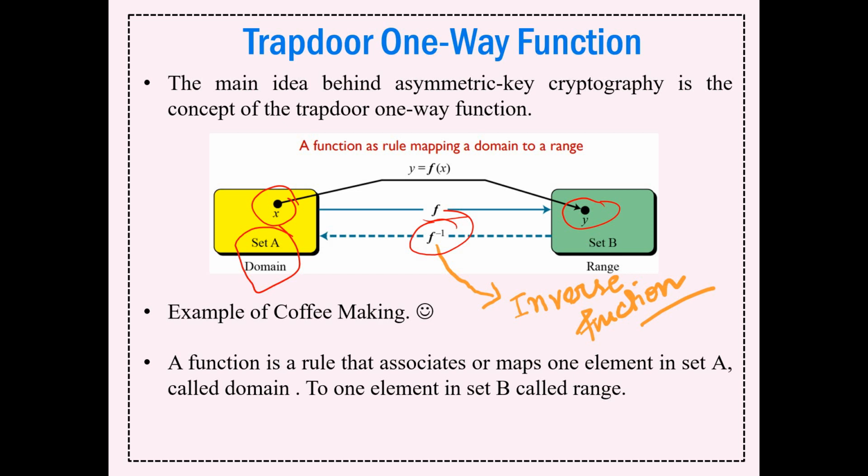Now suppose I give you the made coffee, and I want you to find out the proportion of milk, the proportion of sugar, and the number of times it has been mixed. That calculation, you show me. Will you be able to extract that data from a coffee? No. That's a simple example to understand the trapdoor function.